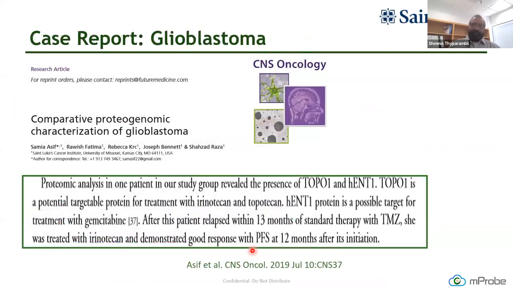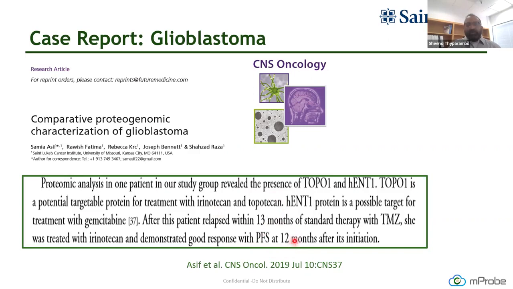Again, this is a case report of glioblastoma where a physician said, "I'm going to use your proteomics report and put this patient on irinotecan, which is literally, I mean, a cheap drug compared to everything else." Patient had recurrent glioblastoma and a PFS of 12 months.